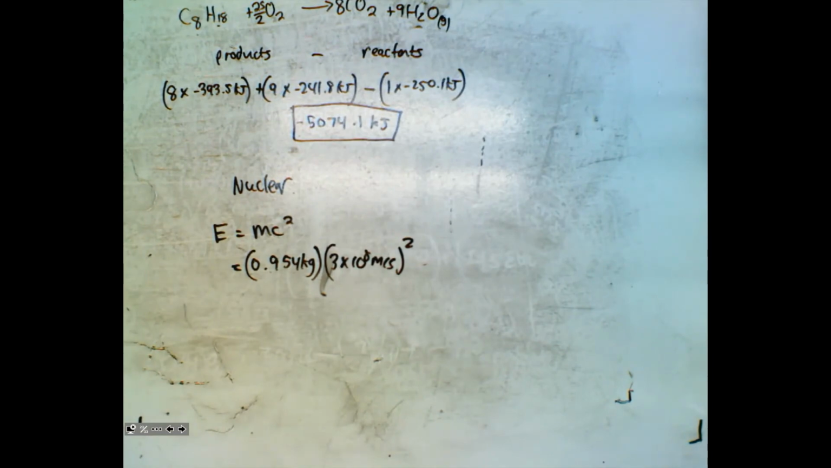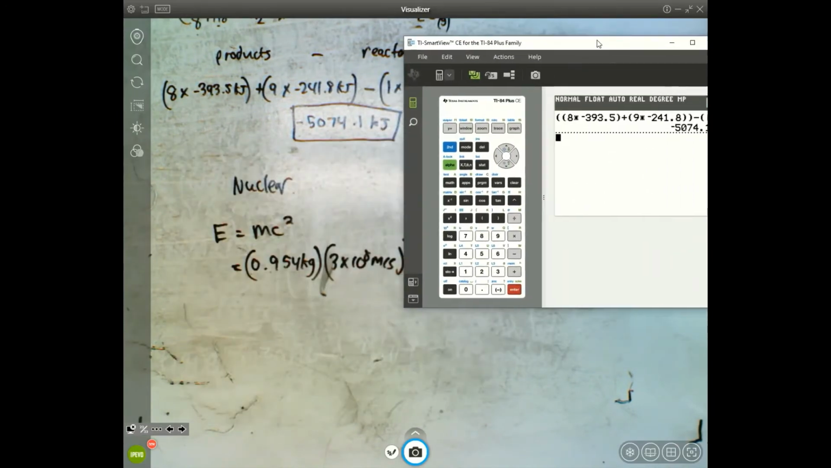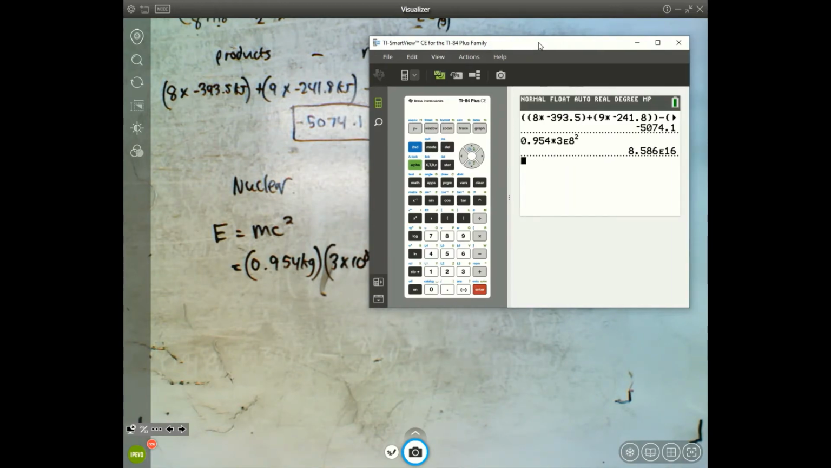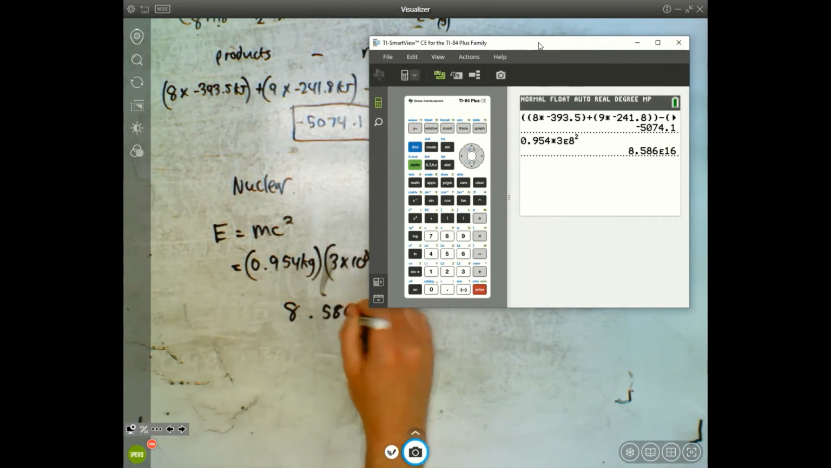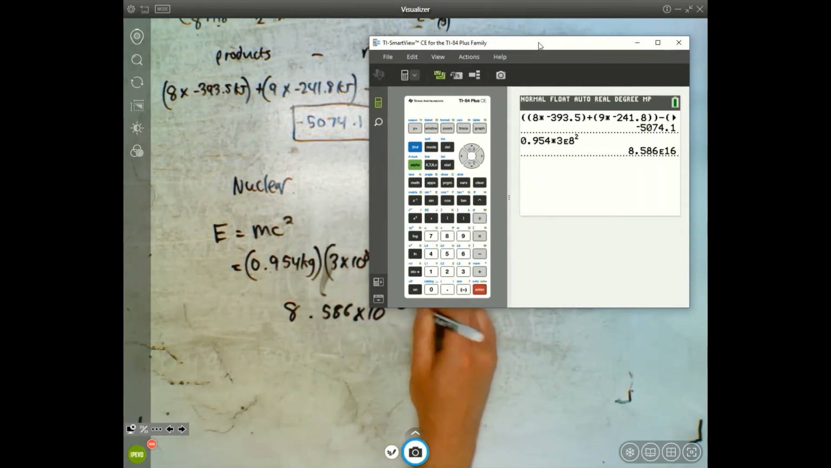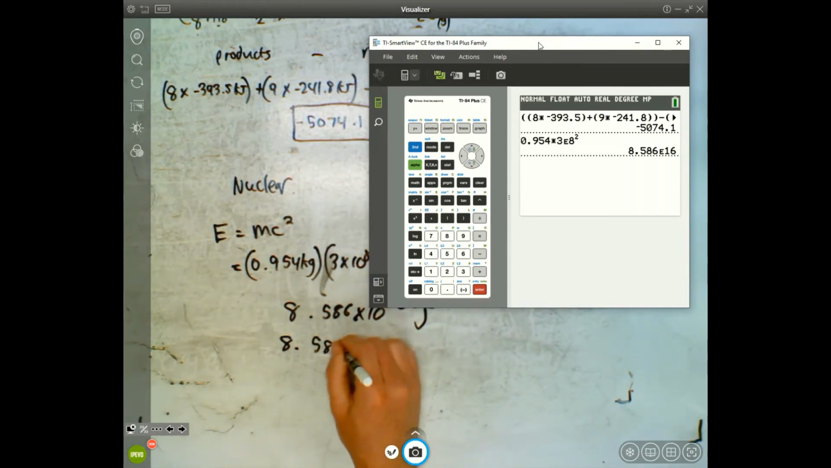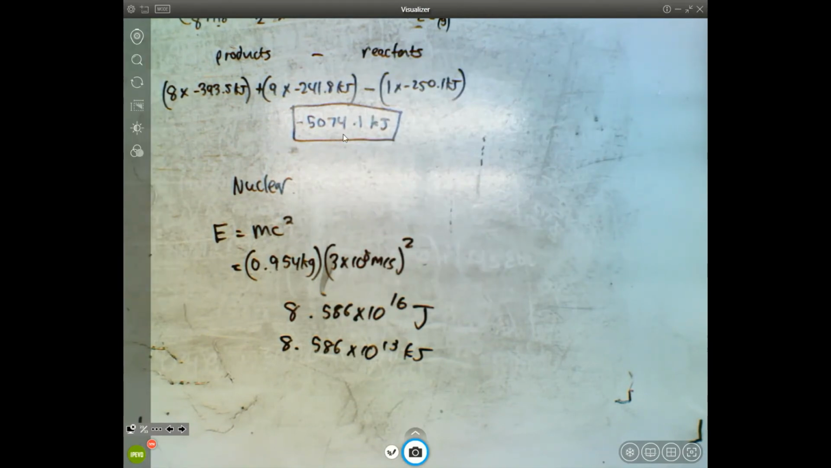So if I calculate the energy released from that reaction, 0.954 times 3 times 10 to the 8 squared, I get 8.586 times 10 to the 16, and this one's in joules. If I switch this into kilojoules, it'd be times 10 to the 13 kilojoules. So you can see how much more energy is released in a nuclear reaction than this one.